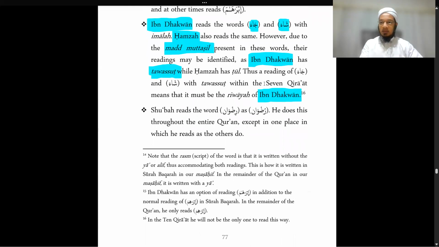And take note that the rule of ja'a and sha'a with tawassut belonging to Ibn Dhakwan applies only when we are considering the Sab'ah. If we include the Ashara, then Ibn Dhakwan will not be the only one to recite in that way.